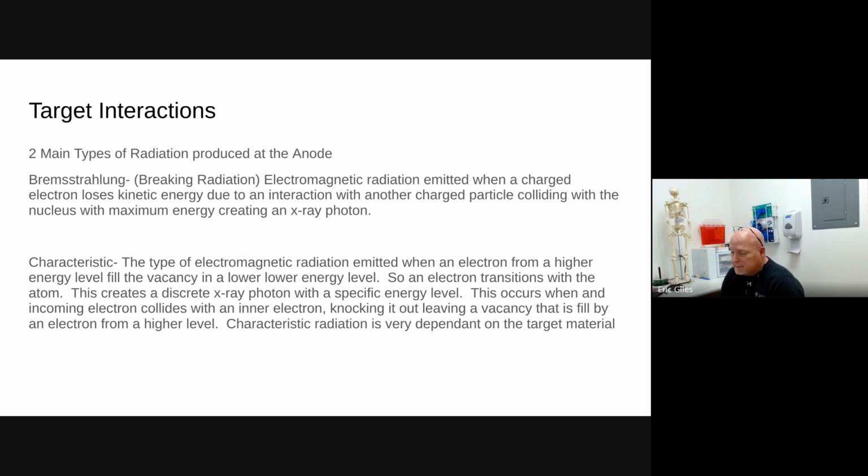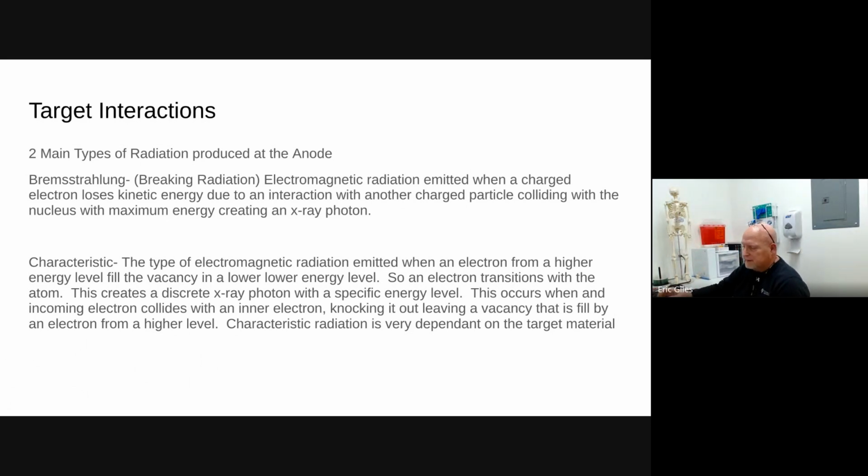Characteristic is a type of electromagnetic radiation emitted when an electron from a higher energy level fills the vacancy in a lower energy level. So an electron transitions within the atom. This creates a discrete X-ray photon with a specific energy level. This occurs when an incoming electron collides with an inner electron, knocking it out, leaving a vacancy to be filled by an electron from a higher level.